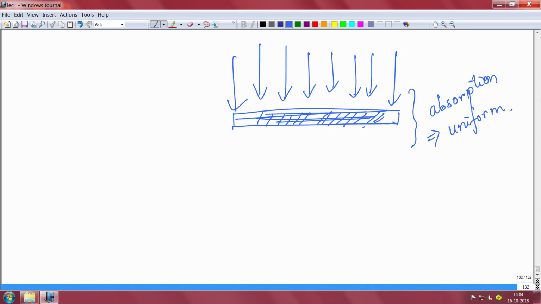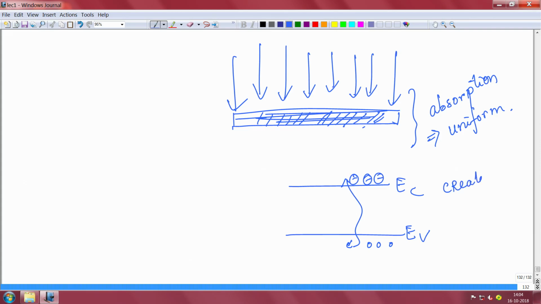When you absorb light in a semiconductor, you of course know that excess carriers are generated. Electrons from the valence band get energy from the light to go to the conduction band, leaving behind holes. So essentially you create electron hole pairs when you shine light that is absorbed. The light has to be absorbed, of course, so here I'm assuming that light is all absorbed.